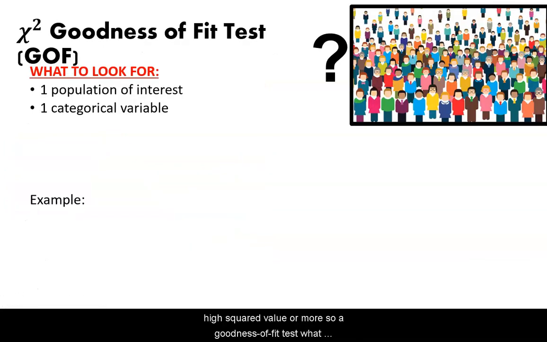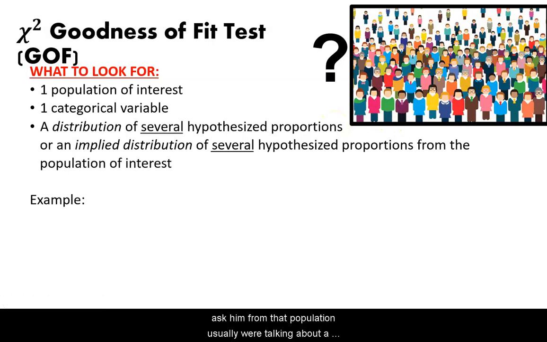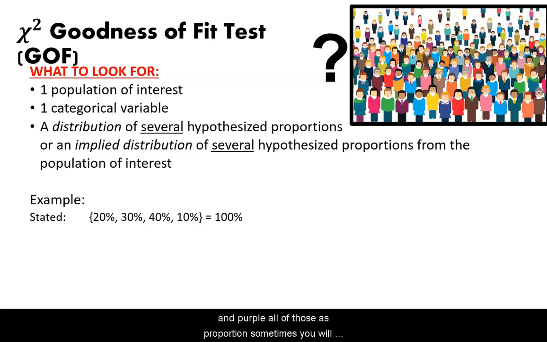So for a goodness of fit test, what we want to look for is a chi-squared where you have one population of interest and one categorical variable. So you have one population and one question you're going to ask from that population. Usually we're talking about a distribution, meaning a whole bunch of several hypothesized proportions that add up to 100%. So instead of just talking about one proportion, the proportion of orange, we're talking about how many are orange and yellow and green and purple, all of those as proportions.